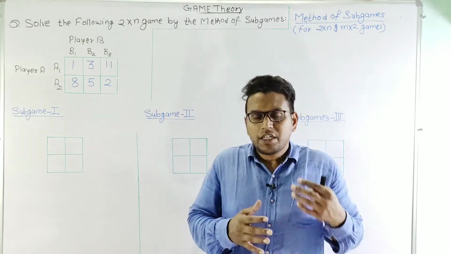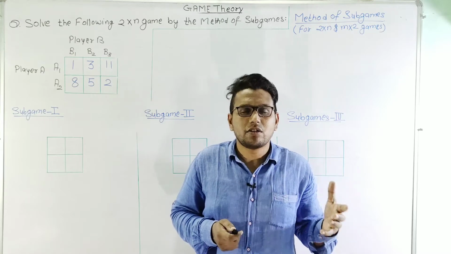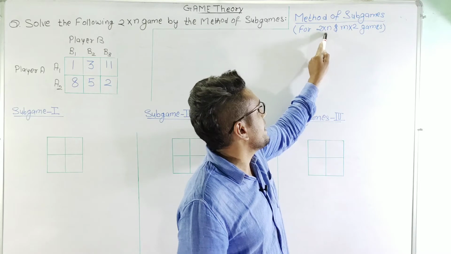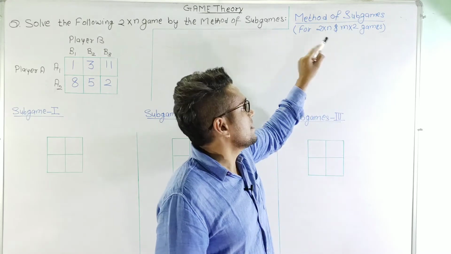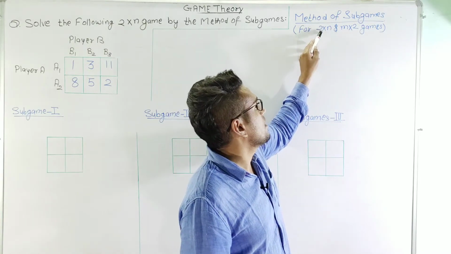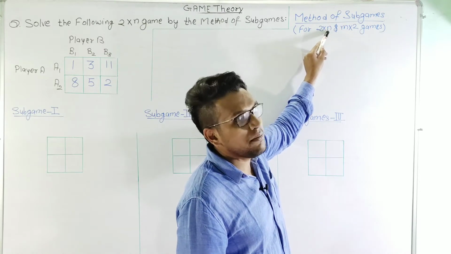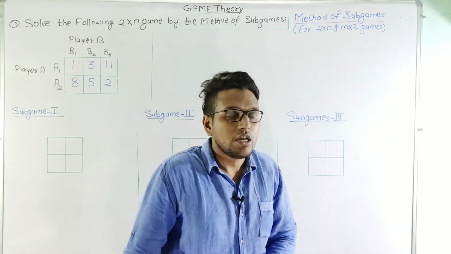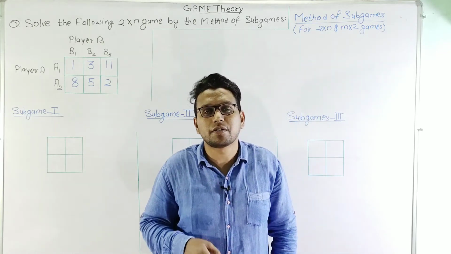Now we need to understand something, that to solve any problem by method of subgames we must have our game of either 2 cross n matrix or n cross 2 matrix. That means either rows or columns have to be 2 in number. So either it can have 2 rows and n number of columns, or it can have m number of rows and 2 columns.